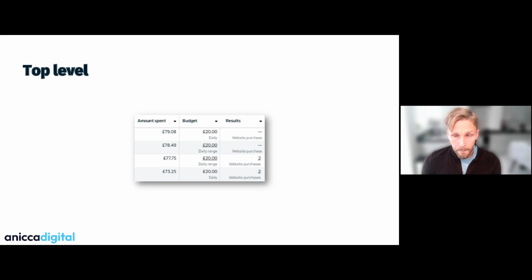And you can see 2 of them have got 2 website purchases. So on the top line, you think, okay, they've got 2 purchases, great, they're performing well. The top 2 ones are not performing well. And that might trigger you to make changes. So you might say, okay, maybe I'll reduce the 2 top ones because they're not really performing, but I'll probably increase both of the bottom ones because they're both performing equally.